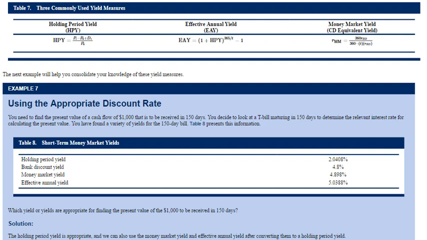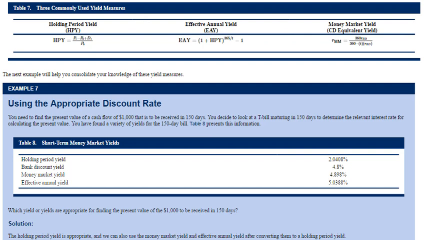So then if you look at the example, in terms of consolidating it, it's asking you which yields are appropriate for finding the present value of $1,000 to be received in 150 days. So, okay, we've memorized the formulas. We're good on that. We can crank through the calculations. We can convert between yields. But this is perhaps something that we hadn't thought of. And you get a question like that on the exam, and it's forcing you to think a bit.